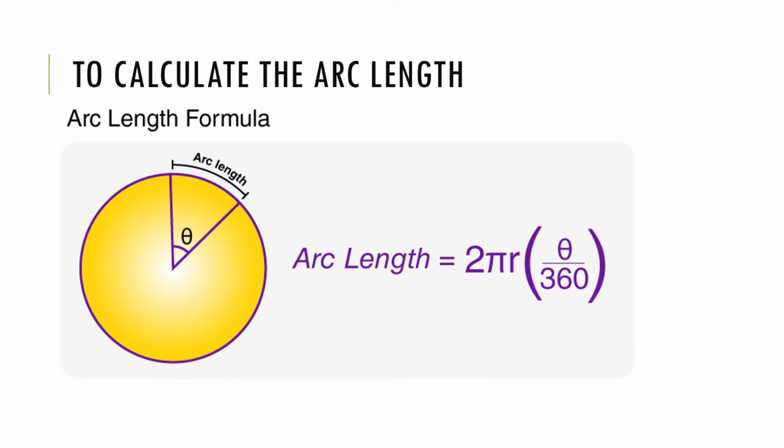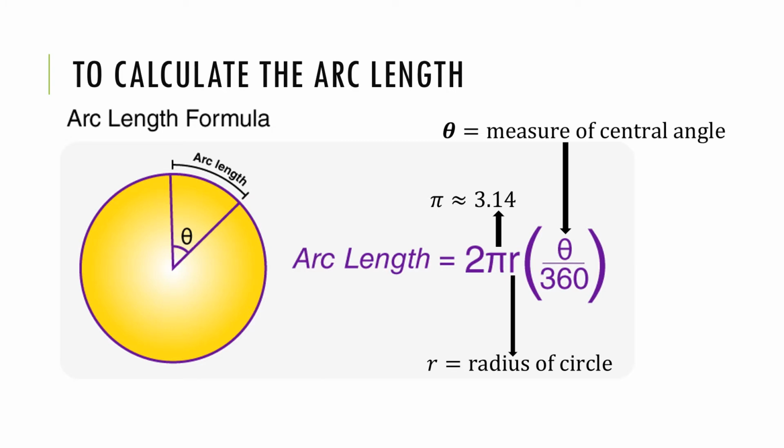To calculate the arc length of a circle, given the measure of the central angle theta, we're going to use the formula, where pi is going to be replaced with 3.14. R is the radius of the circle. Theta is the measure of the central angle in degrees.